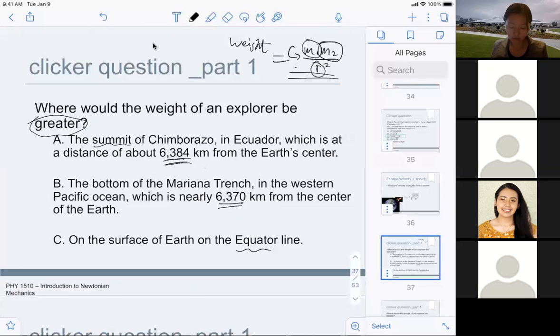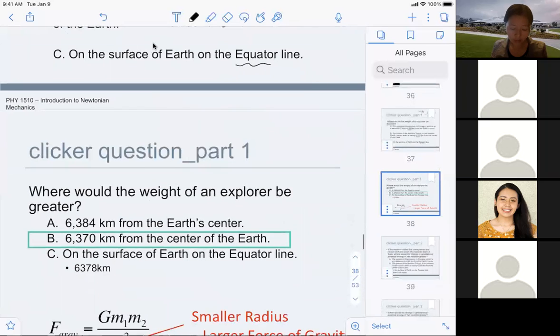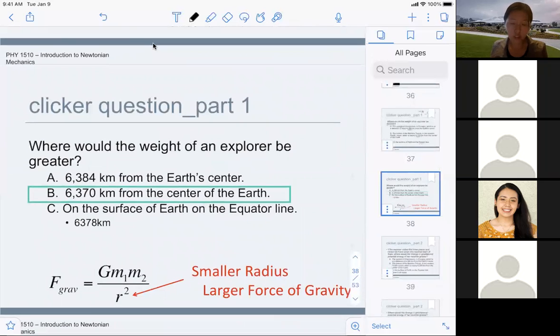So we compare these different numbers, and we realize it turned out that the second location has the smallest distance, because the location for the equator line is still going to be a little bigger than the second location. So whichever has a smaller distance, you have a larger force of gravity. That explains why, when you weigh yourself here, or go to the North Pole, or go to the equator, you're going to get slightly different numbers, using the same scale and assuming everything else stayed the same.